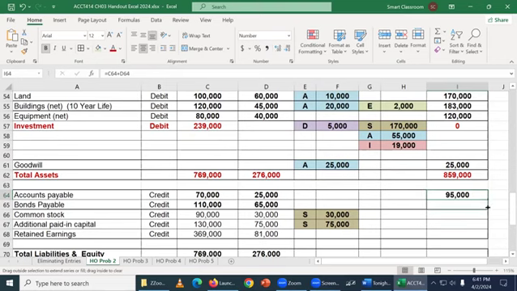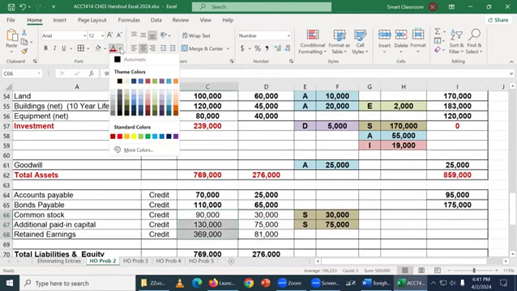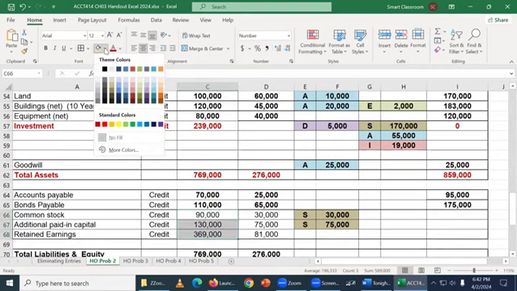Okay, now this equity section. The only thing that's gonna be left are these over here. What color haven't I used yet? Blue? Oh wait, I don't want to do that. Hold on, I'm doing something stupid. Blue.